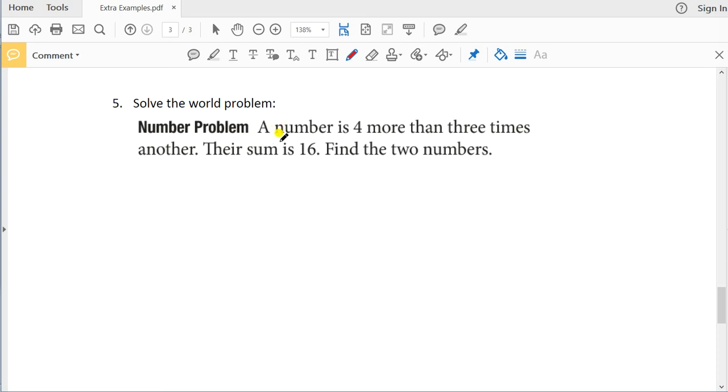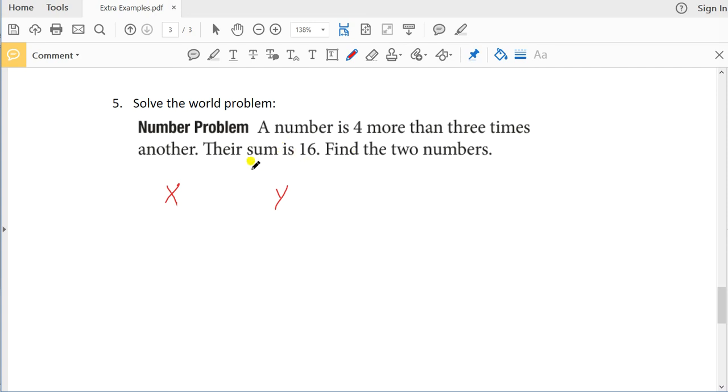We are given that a number is 4 more than 3 times another number, and the sum is 16. We need to find the two numbers. So I let the two numbers be x and y. One number is x and the other number is y. We don't know the two values, that's why we are looking to solve for x and y.